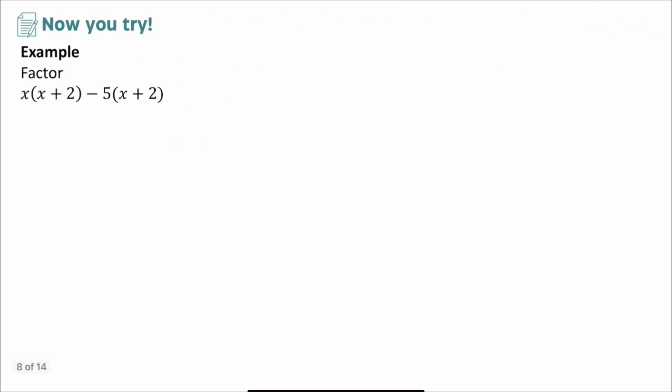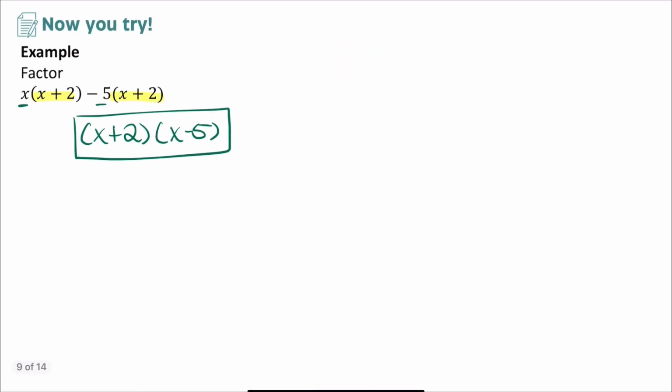So now you can go ahead and pause the video and try doing this example on your own. So notice here I have my common binomial, which is x plus 2. So I just write my x plus 2, and then the terms I have left on the outside are x minus 5. So this just becomes x plus 2 times x minus 5.